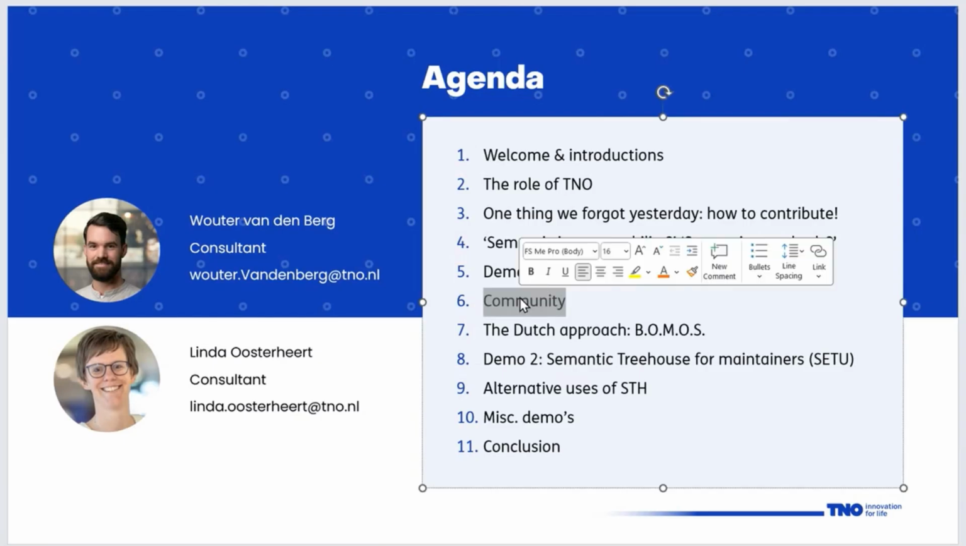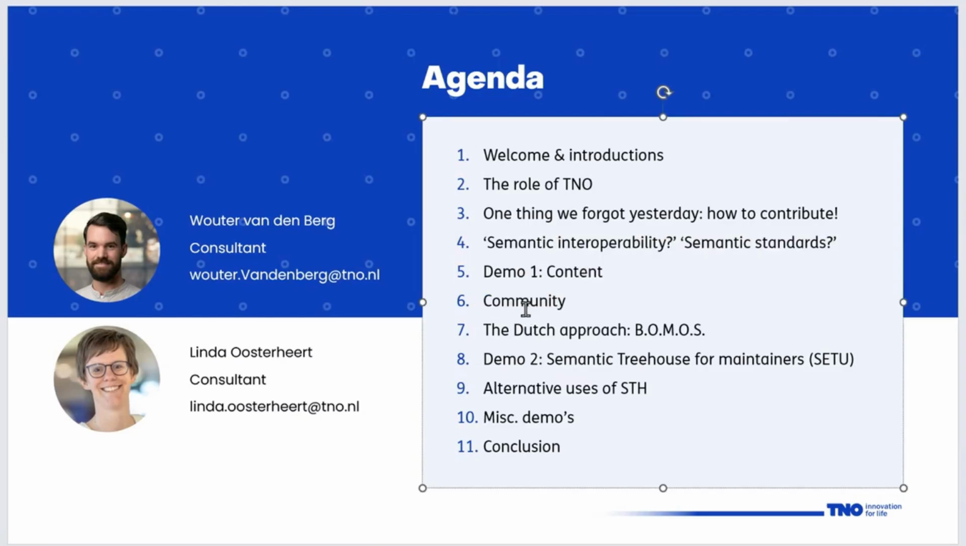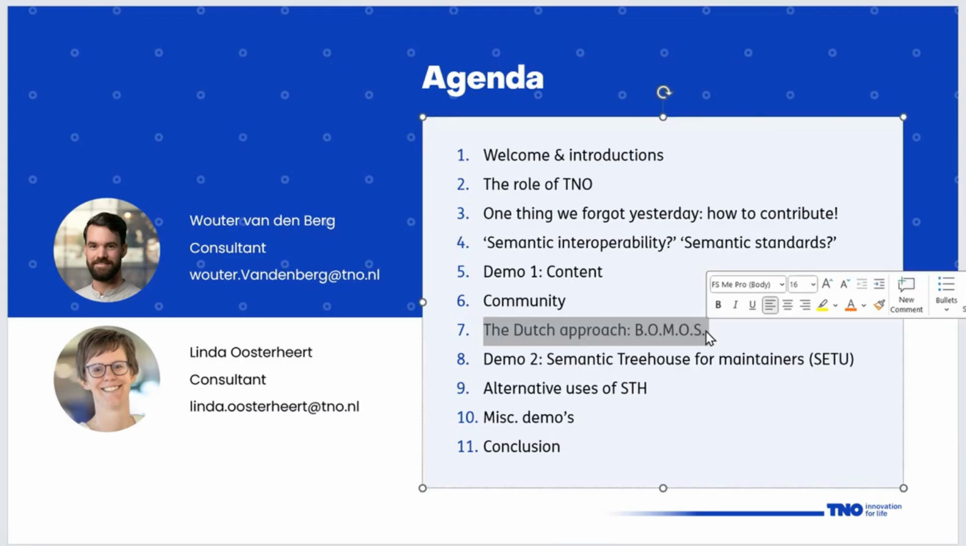Okay, so I hope I made clear that from where we came from with Semantic Treehouse, the role of the community is essential. I know we've deployed yesterday the platform, and I'm about to show you more about how to use it. But if it's not within the context of a community that's invested in the content, then the platform does not add much value. And I would like to go on to 7, the Dutch approach.